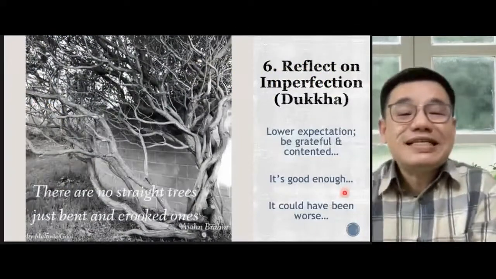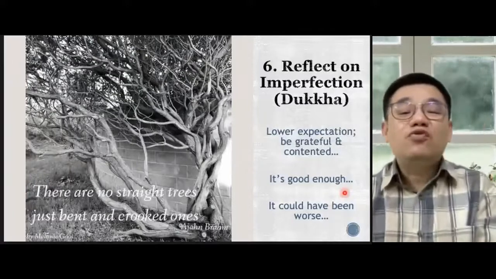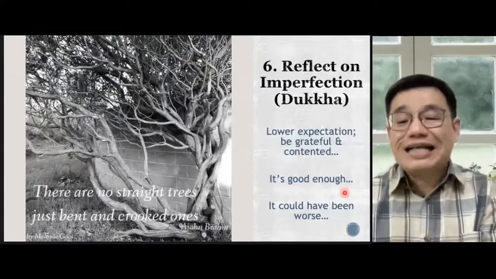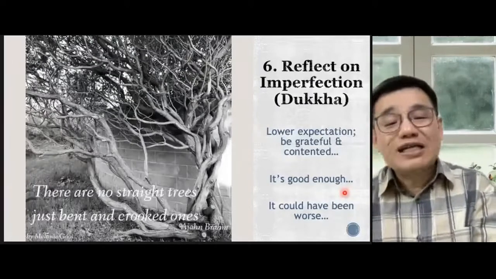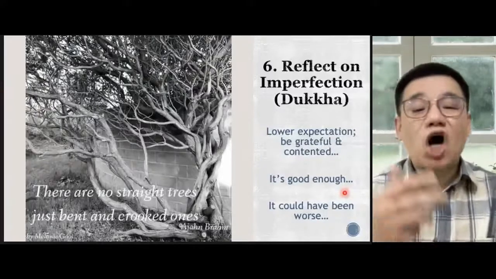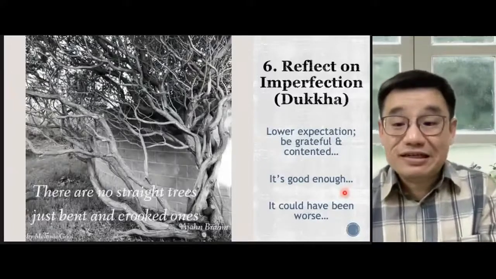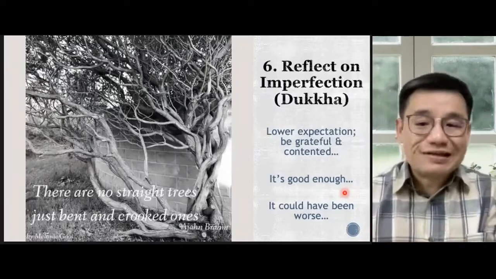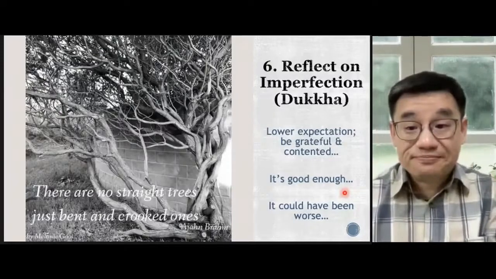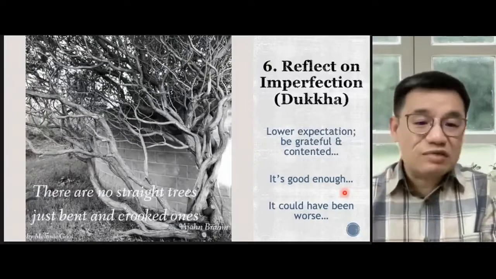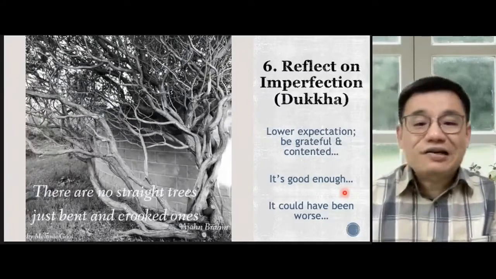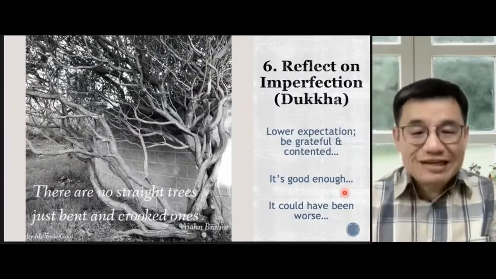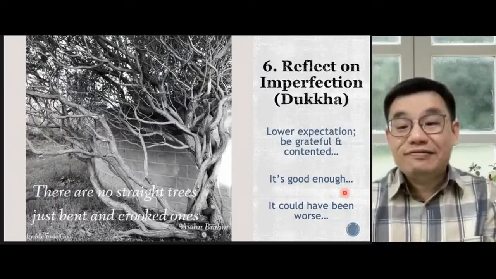Okay, number 6 is reflect on imperfection or unsatisfactoriness, or more specifically, reflect on the cause of unsatisfactoriness. The Buddha says in the Four Noble Truths, the cause of unsatisfactoriness is craving. Craving is a Buddhist term. In simple language, craving means complaining, criticizing, condemning, finding fault with life.